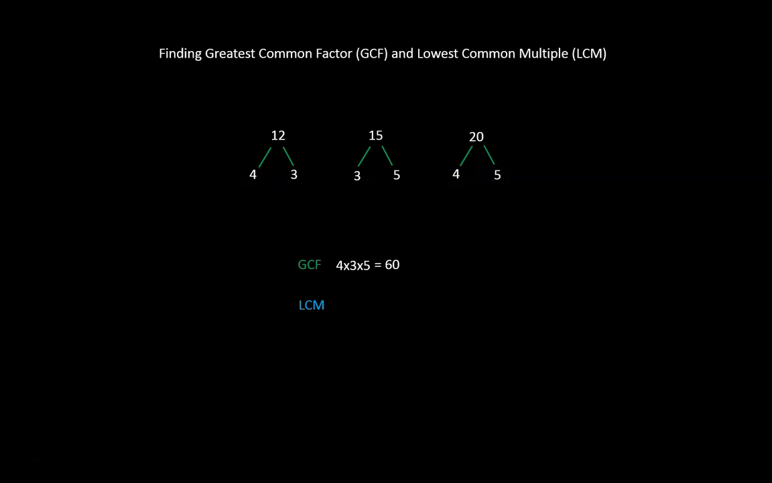For the lowest common multiple, we continue to factor until we end up with all primes. Now 2 appears twice under 12 and twice under 20, so we take two 2s. One 3, which appears only once under 12 and 15, and 5, which also appears only once under 15 and 20. Multiplying them all gives us the lowest common multiple of 60.